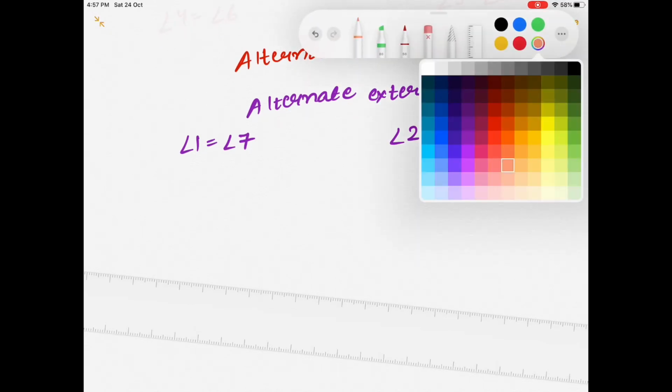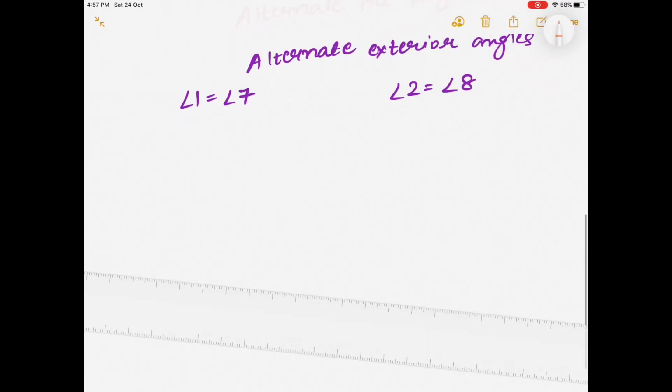Now what is the next type of angle getting formed here? Interior angles on the same side of the transversal. These are the last type of angles if a transversal intersects two lines at the same time. Interior angles on the same side of the transversal.